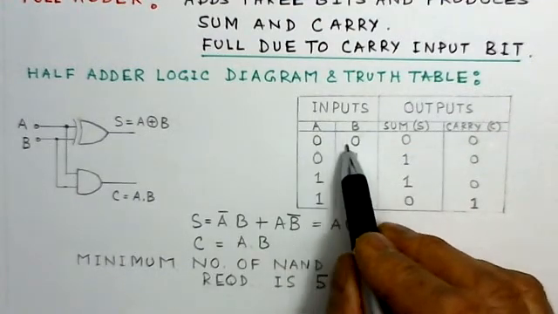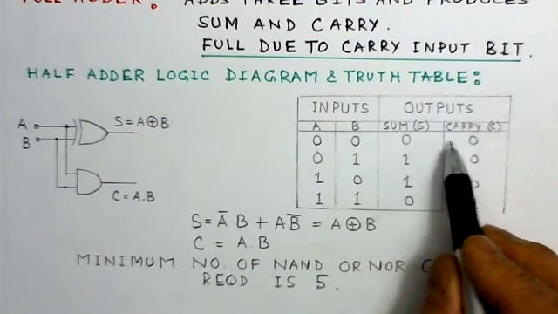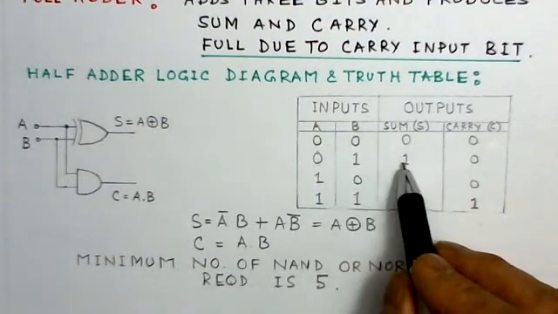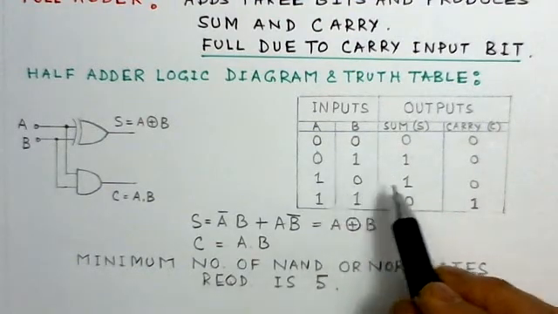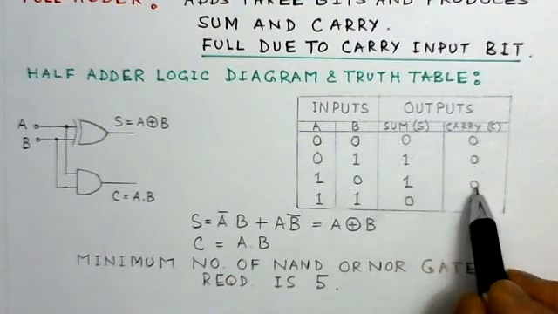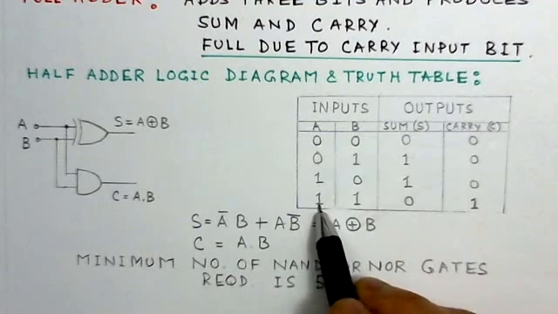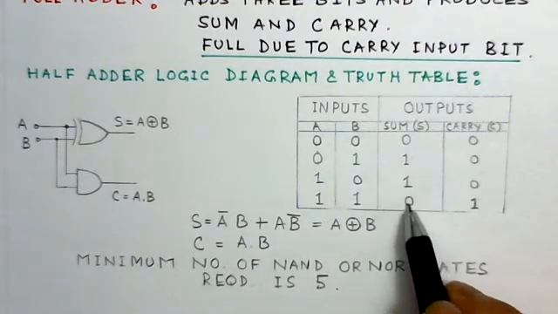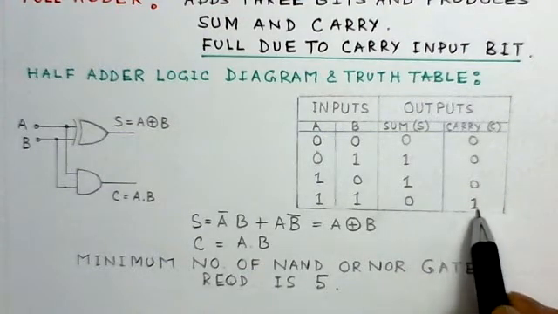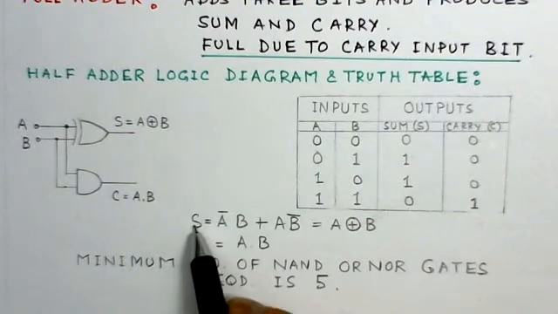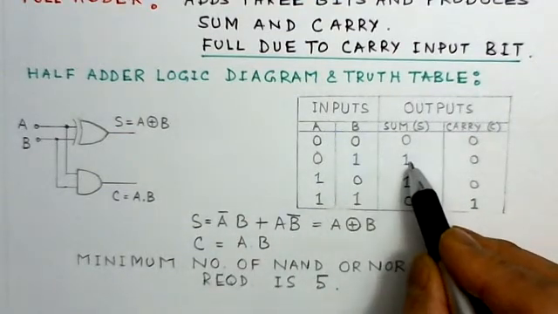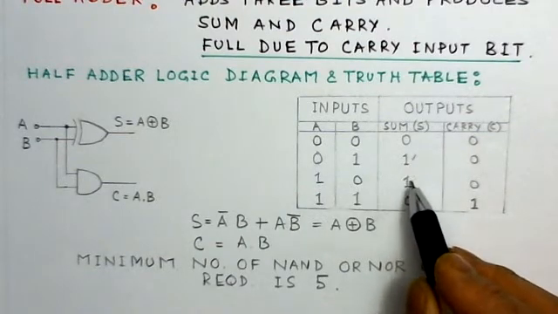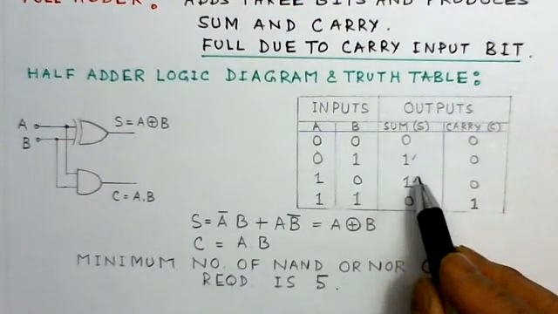When we add up 0 plus 0 is 0, that means sum is 0 and the carry is 0. 0 plus 1, output is 1, sum is 1 and the carry is 0. 1 plus 0 is same as 1, sum, and there is no carry. But when we add 1 plus 1, sum is 0 but the carry is generated. So this is the corresponding truth table. From the truth table, from the column of sum, you can find out the expression for the logic function, or a Boolean expression.